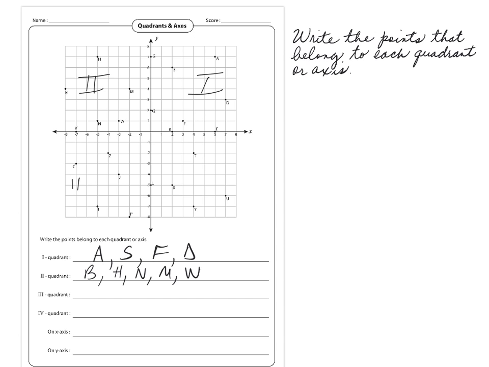They're on the axis, so we have to keep that in mind. Quadrant 3, C, Z, J, I, and P are all in quadrant 3. Quadrant 4, we have T, R, Y, U.